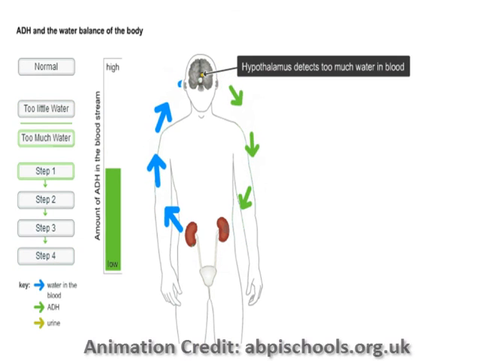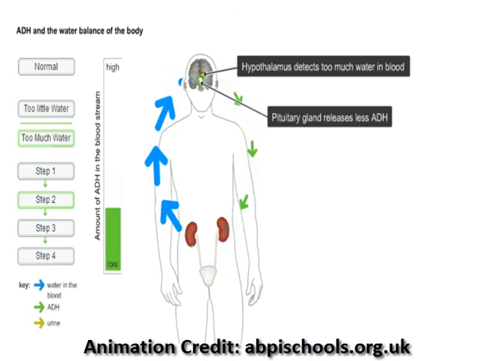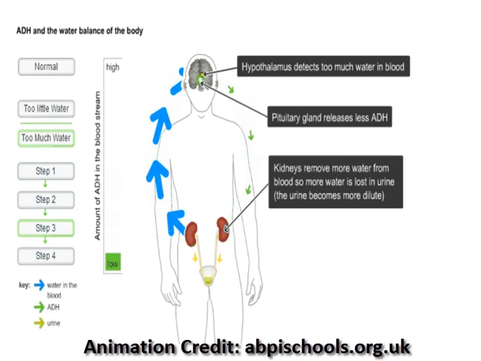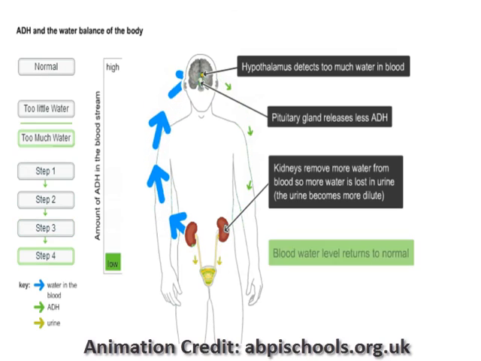If antidiuretic hormone is not present, then the collecting duct is not permeable to water, and a large volume of urine is produced, and you'll have that clear pee.